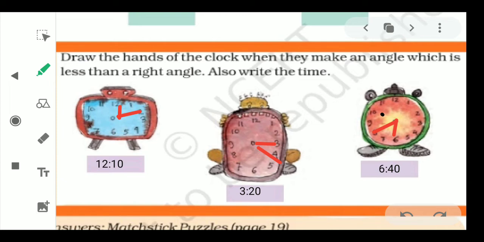Draw hands of the clock when they make an angle which is less than a right angle, meaning acute angle. So there are some examples. The hands of the clock at 12:10, 3:20 and 6:40 are forming acute angles. There are many more. So you should also draw a few like this: acute, acute and acute angle.